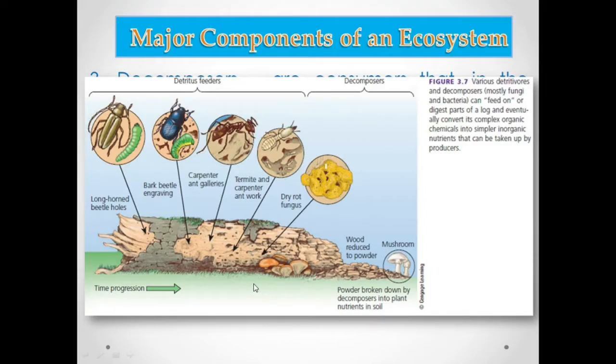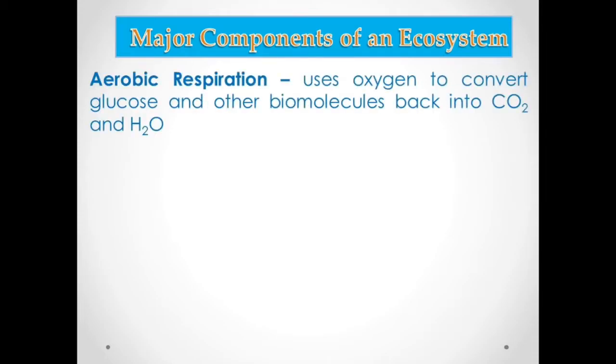Producers, consumers, and decomposers use the chemical energy stored in glucose and other organic compounds through the process we call aerobic respiration. So what is aerobic respiration? In aerobic respiration, they use oxygen to convert the glucose and other biomolecules back into carbon dioxide and water. Remember that the producers are the ones that produce the glucose, which is their primary energy-rich compound.